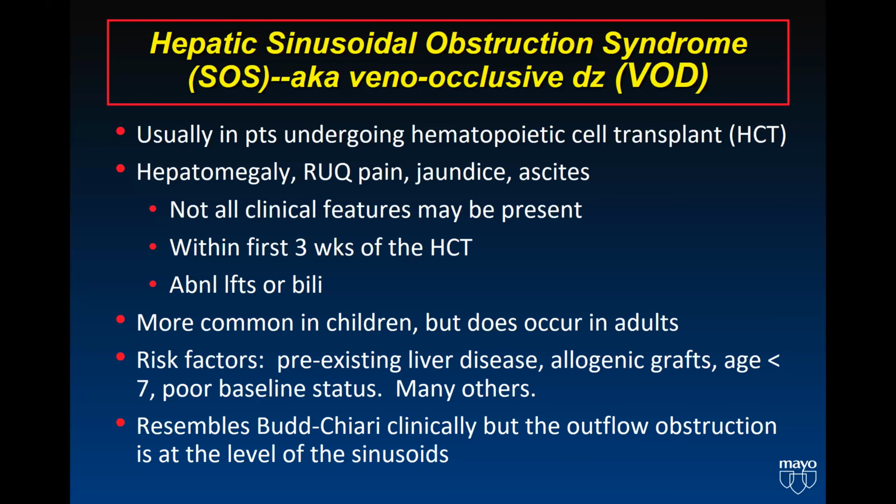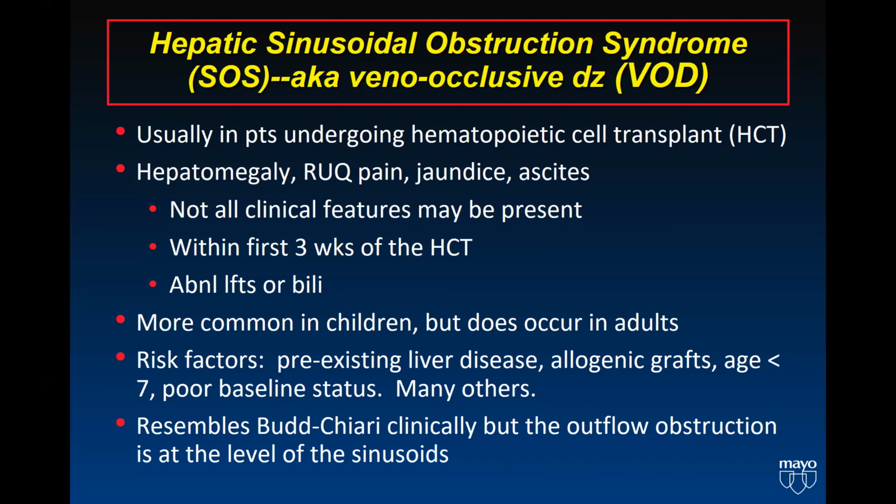The other thing I want to leave you with is hepatic sinusoidal obstruction syndrome, because I see people getting this wrong all the time. It's also known as veno-occlusive disease. This is something that happens in patients who are undergoing bone marrow transplant or hematopoietic cell transplant. They have a particular set of clinical findings of right upper quadrant pain, hepatomegaly, jaundice, ascites, but not all the clinical features may be present. Their LFTs are usually up, their bilirubin's up. It's oftentimes at a particular time point within the first 3 weeks of the bone marrow transplant, and it's more common in children than adults.